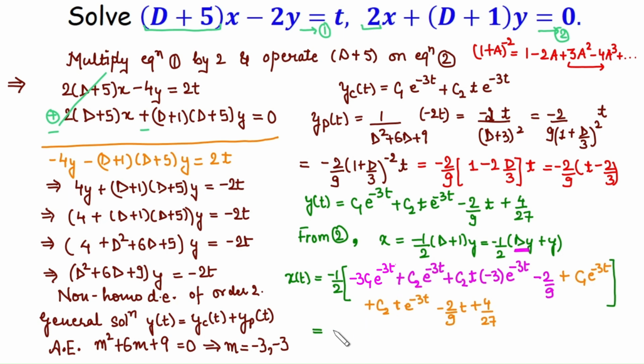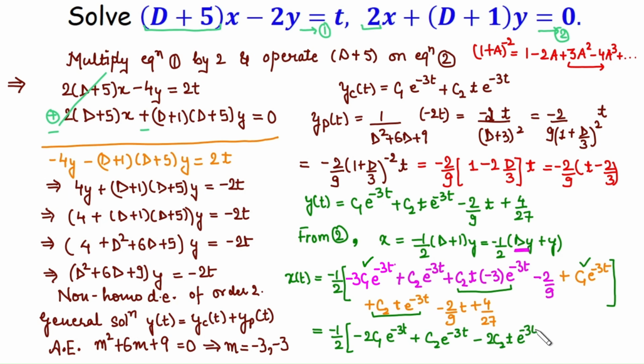More simplified, this results in minus 1 by 2 as it is. We can combine this term with this. That becomes minus 2 times c1 e raised to power minus 3t. We cannot combine this with the second one because the constants are different. Here it is c1, there it is c2. The second term cannot combine with any other one, so keep it as it is. The third term can combine with this and this results in minus 2 times c2 into t e raised to power minus 3t. This is a constant term. Again we have a constant term here. So by combining them, this results in minus 2 by 27. Whereas this term is as it is. So this is the final solution of x(t).